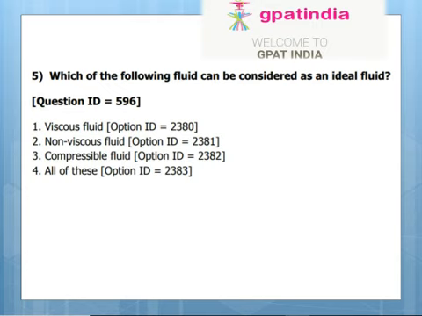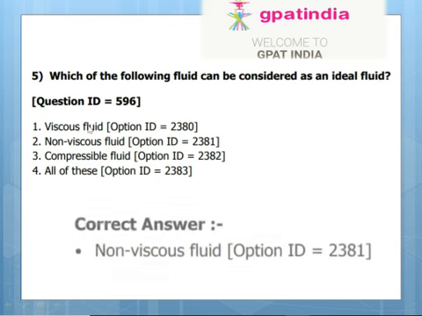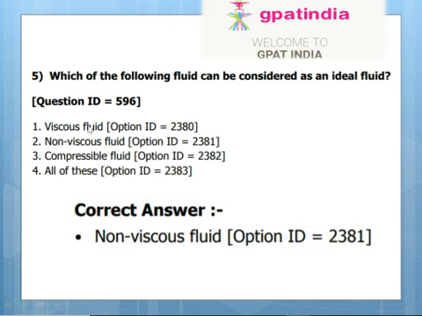So the answers are viscous fluid, non-viscous fluid, compressible fluid, and all of these. If I do not know the answer, I would say all of these is wrong, because it has both option A and B, and these are vice versa. So only one thing is possible, not both. So viscous or non-viscous should be the answer. The way to find out is to cut down more options. Now the correct answer is non-viscous fluid.